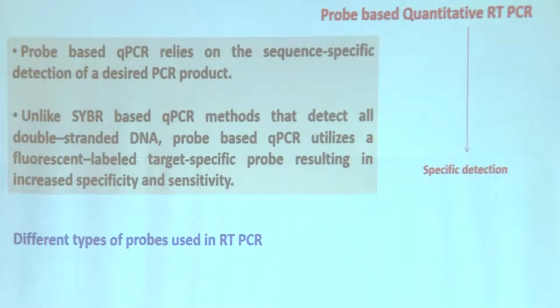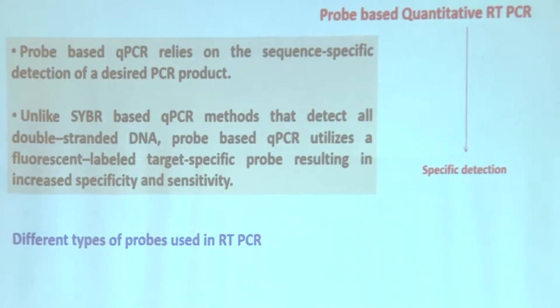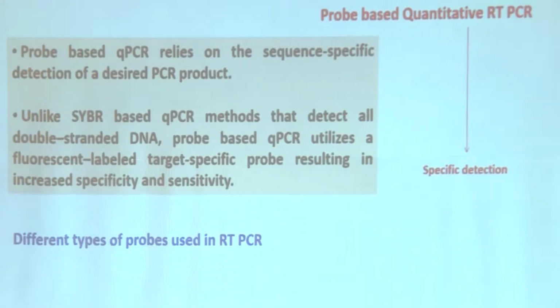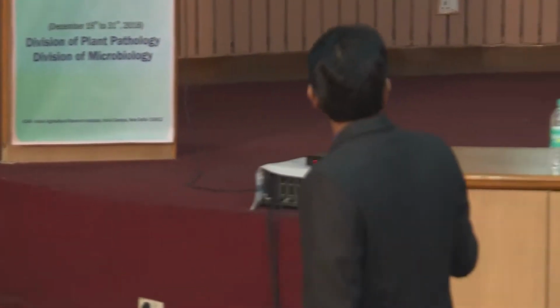We will come to know what is the difference between these two, the target specific probe and the primer, because in every PCR you need primer, correct? Without primer you cannot do PCR, isn't it? Without primer and template there is no PCR. So, let us see what exactly is the difference between this fluorescently labeled target specific probe and the primer what you designed for your experiment. Let us discuss that. And what happens? The probe results in increased specificity and sensitivity.